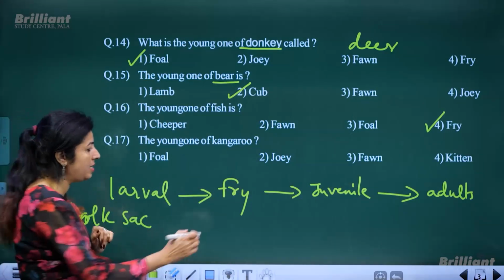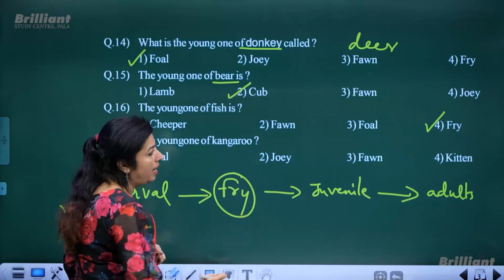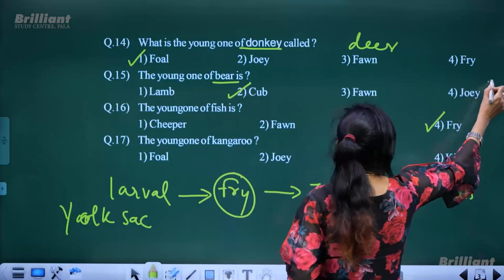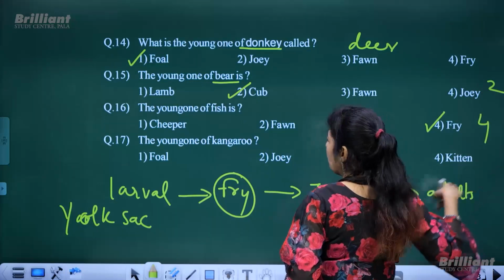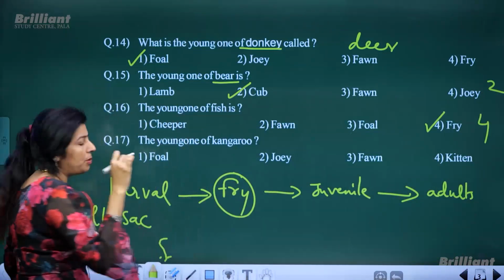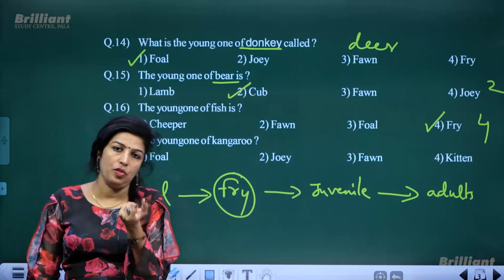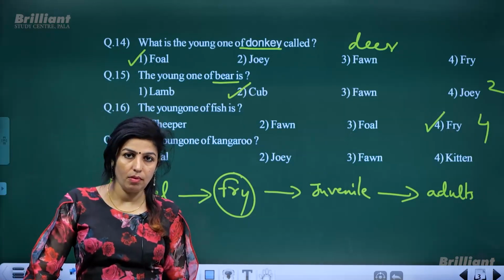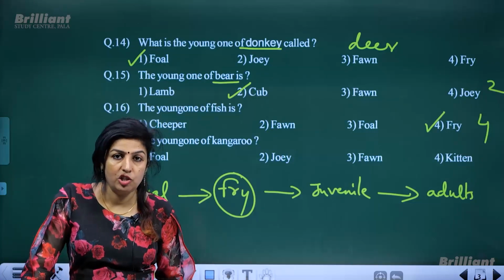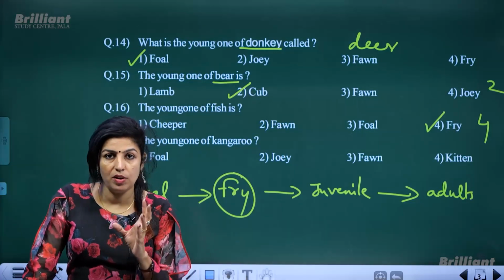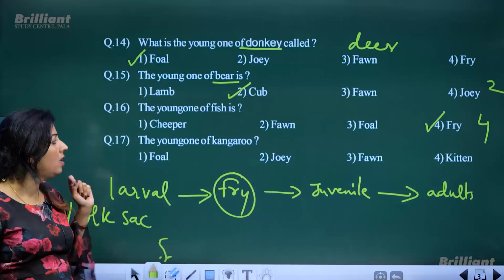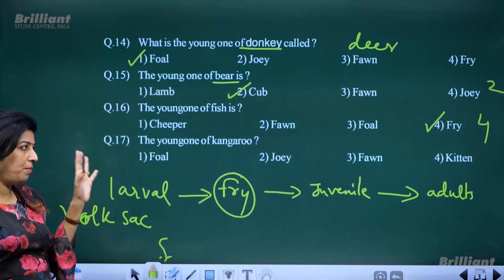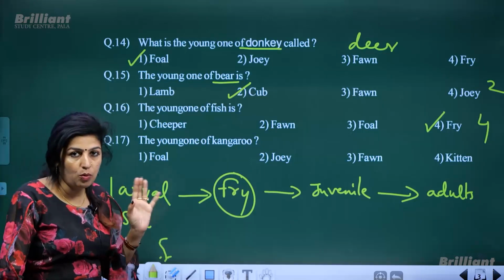So the second stage is that of babyhood, and that is the answer, option number 4. Okay, so option number 2 for this one, and option number 4. And by the way, what is cheeper? Cheeper is also a term we use for young ones, but young ones of birds, like partridge or chirping type of birds, we call it cheeper. Okay, young ones. So fry is actually the young ones of fish.